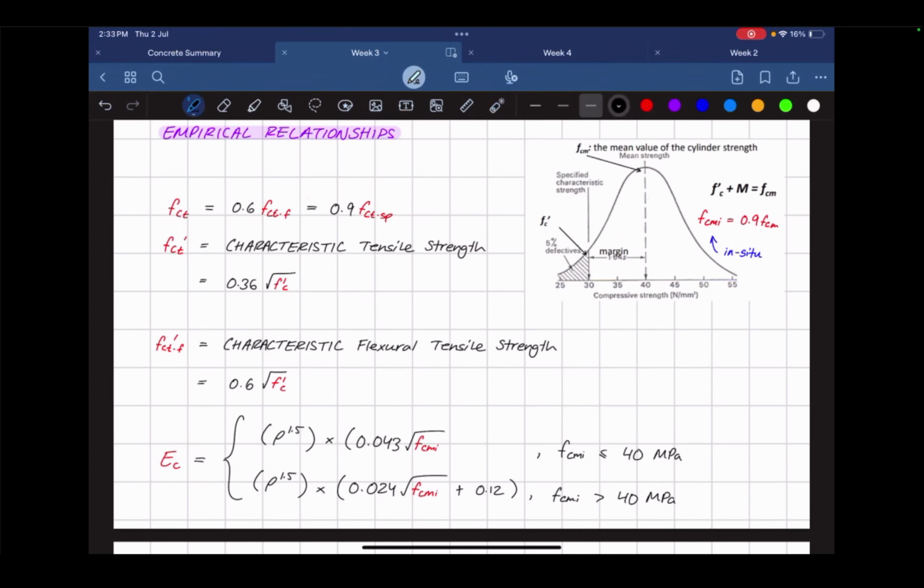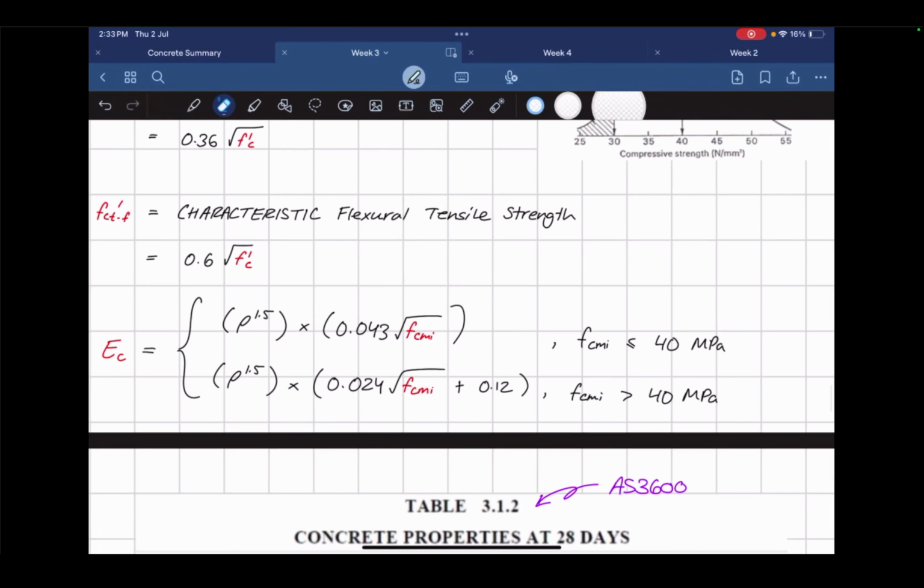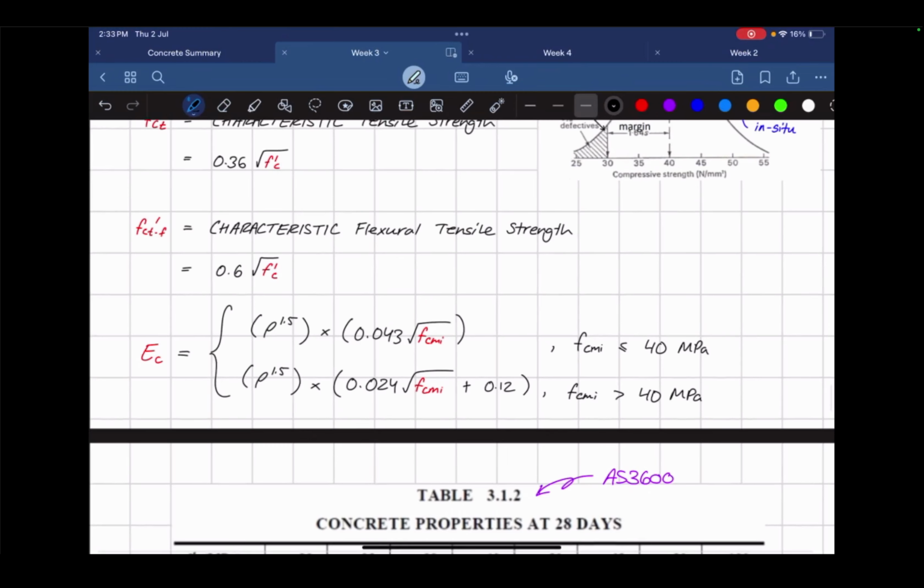For some reason I forgot to finish off this formula. Okay, so elastic modulus, you guys have heard about it a lot.